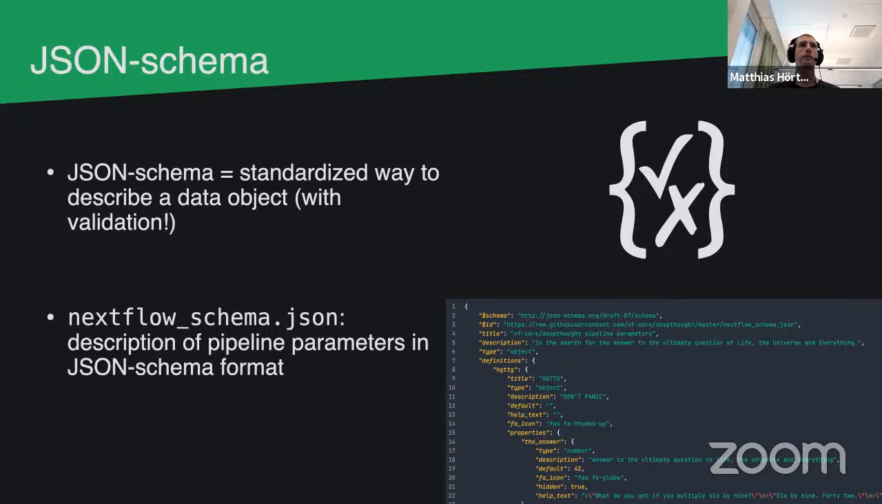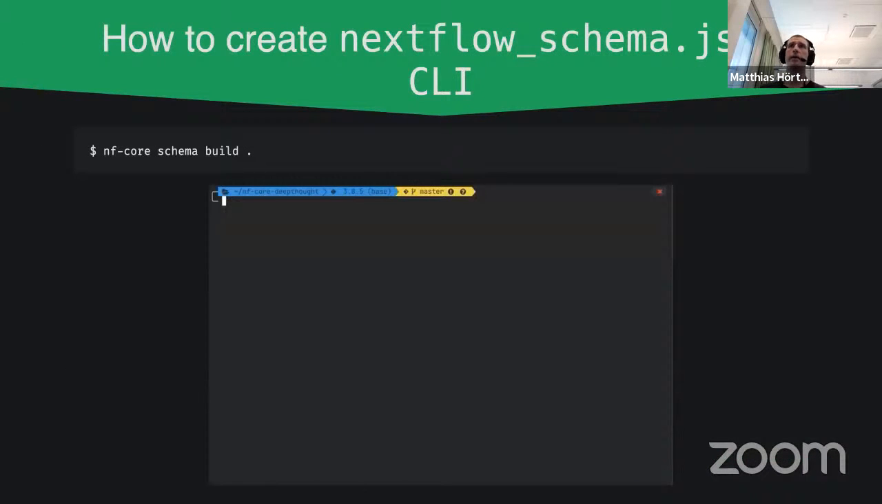So how can you make this file, or how can you populate it or edit it? It's simply, of course, nf-core schema build, and then a dot if you're in your repository.